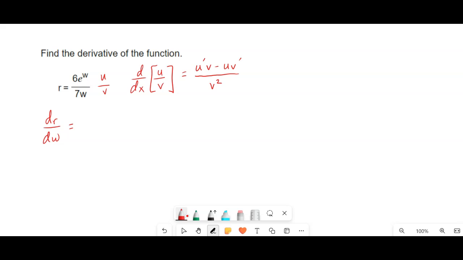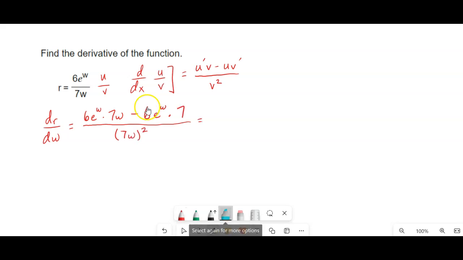So when we do that, the derivative of the top, because that's exponential, it doesn't change. So it's 6e to the w times the bottom, which is 7w. Right, minus, now we leave the top alone, which is the same as taking its derivative, and take the derivative of the bottom. The derivative of the bottom would just be 7. And then we square the bottom. So the bottom squared would be (7w) squared.